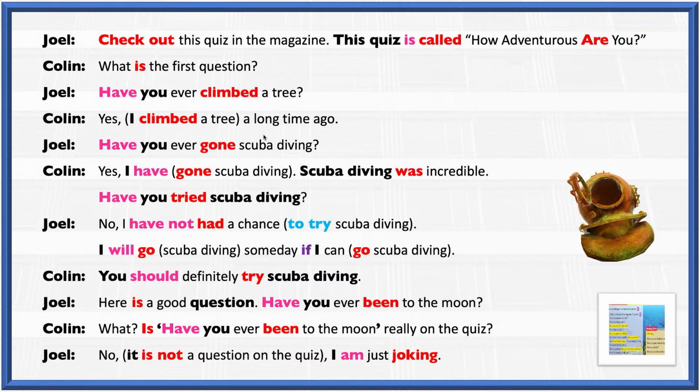He didn't have to repeat the question. In the question, have you ever gone scuba diving? What is the past participle? Gone. And again, here, yes, I have gone scuba diving. Scuba diving was incredible. Have you ever tried scuba diving? The past participle is? Tried. No, I haven't had the chance. The past participle here is? Had. Yes, so had the chance to try scuba diving.